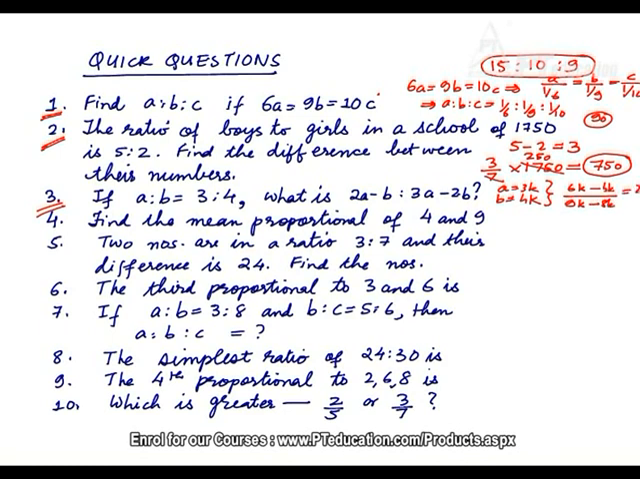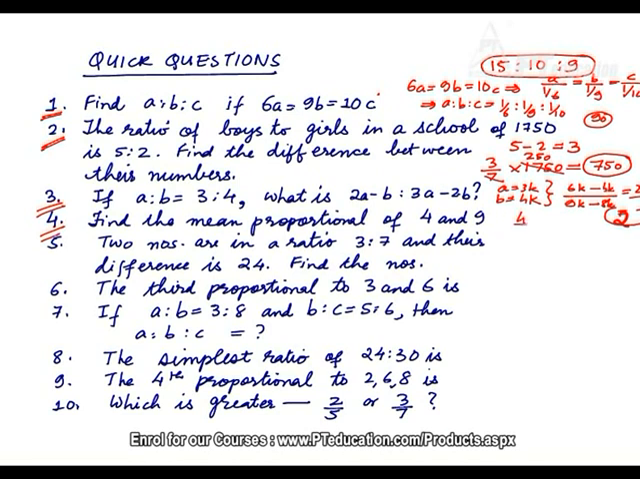So that will give you 2K upon K, which will be 2, is our final answer. So our final answer here is 2 for question number 3. We come to question number 4. Find the mean proportional to 4 and 9.